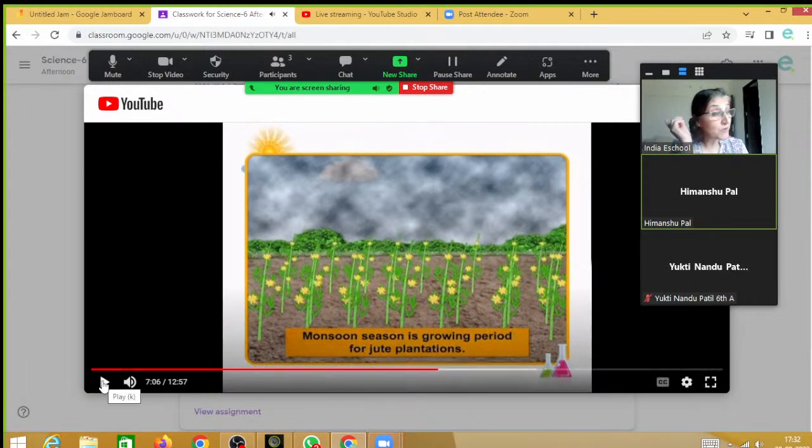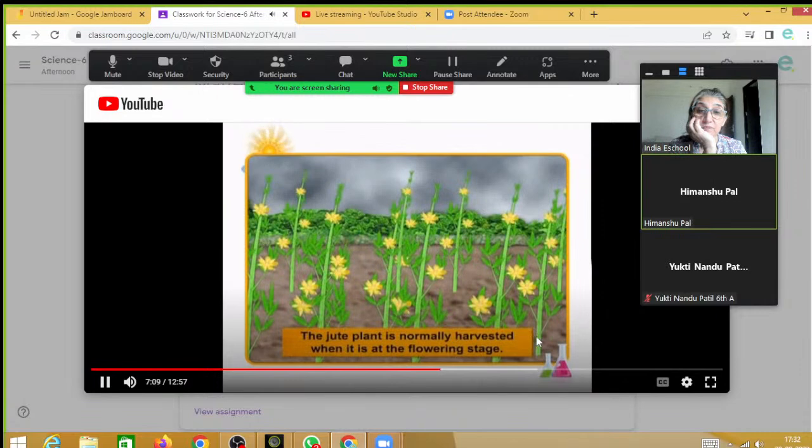So in cotton we needed a warm climate, what is needed in this one? Monsoons, good rain. So alluvial soil and rain. In cotton it was black soil and heat. Warmth. Very good. When the jute plant bears flowers, it's time to harvest.